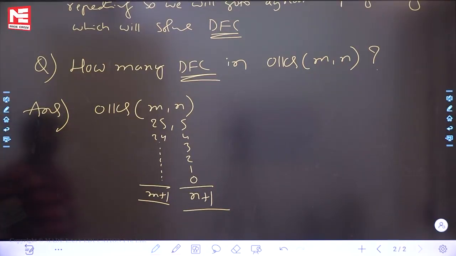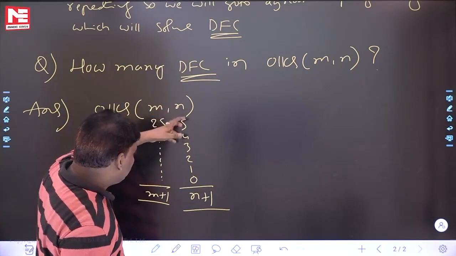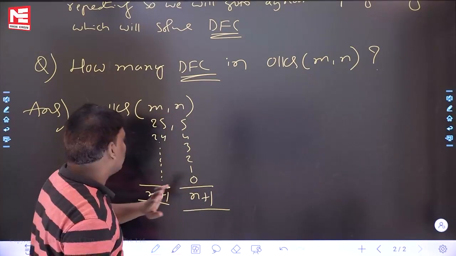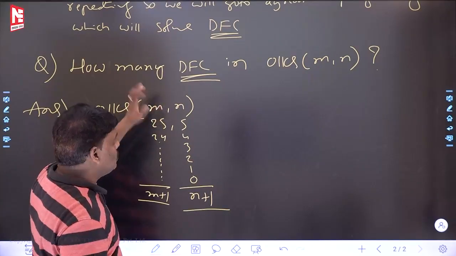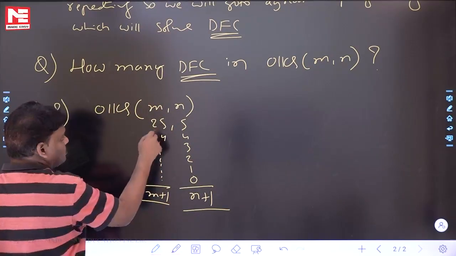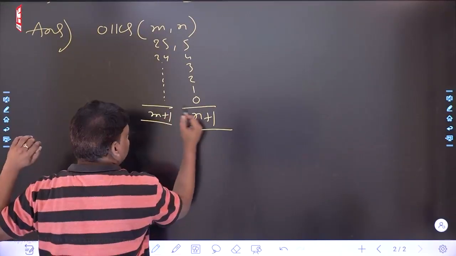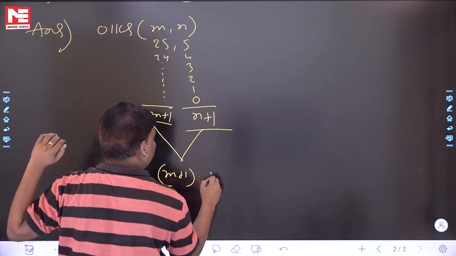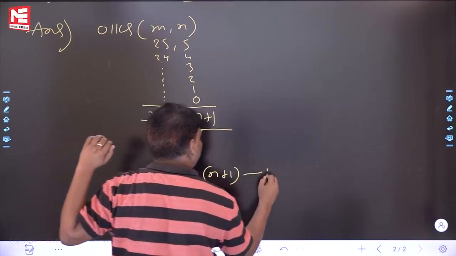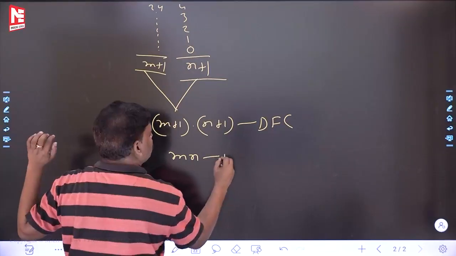How many distinct function calls in 0/1 knapsack of m comma n? n will decrement by 1, n plus 1 times. m also decrements by object weight. Because object weight keeps on changing, upper bound, m plus 1. So in total, m plus 1 ways and n plus 1 ways, combined: m plus 1 into n plus 1 distinct function calls. These many distinct function calls, which is order of mn.